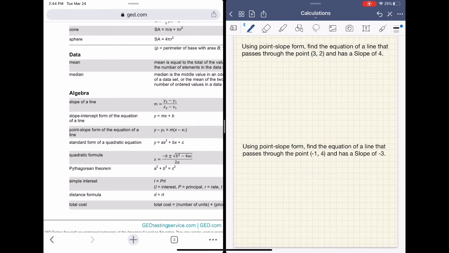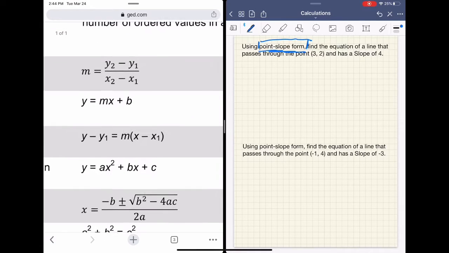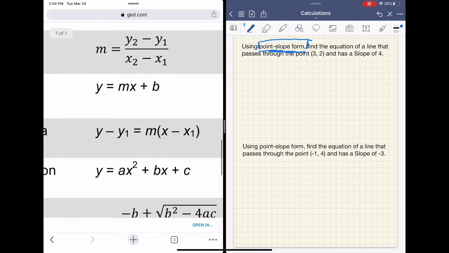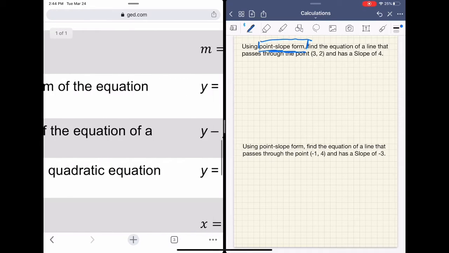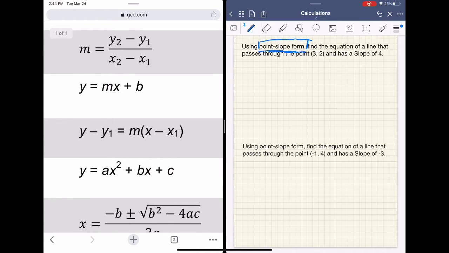So this first question says, using point slope form, find the equation of a line that passes through the point 3, 2 and has a slope of 4. First, we need to understand which formula we're working with here. It's point slope form. That's going to be this one, y minus y1 equals m times x minus x1. Okay? Point slope form. So let's go ahead and write that over here. Y minus y1 equals m times x minus x1.